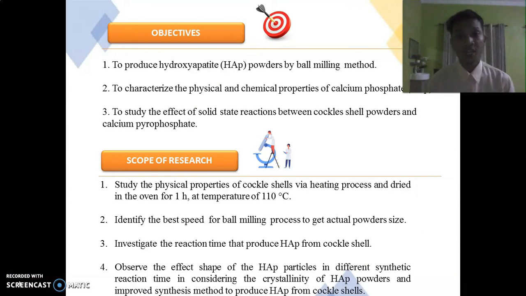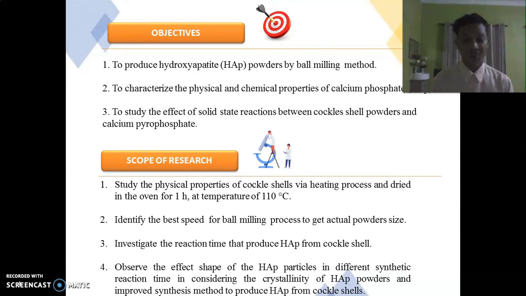Objective for this research study. First, to produce hydroxyapatite powders by ball milling method. Second, to characterize the physical and chemical properties of calcium phosphate. Third, to study the effect of solid state reactions between cockle shell powder and calcium pyrophosphate.